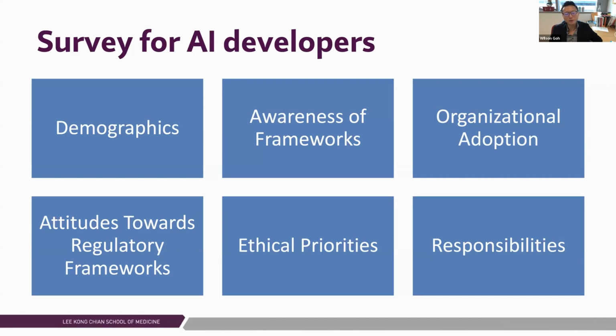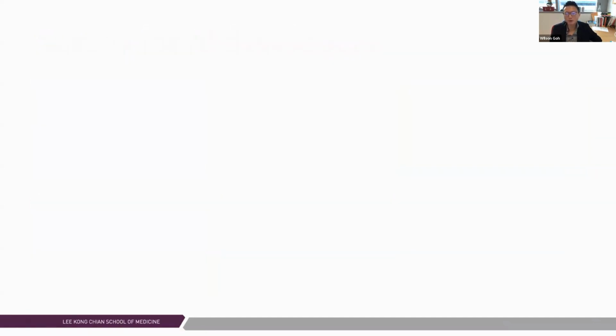So this survey that we designed captures 6 dimensions. The first dimension is the demographics. Where do they come from, and how many years of experience do they have? Their awareness of frameworks. Do their organizations adopt any regulatory frameworks? What are their personal attitudes towards regulatory frameworks? The ethical priorities of the developer, and who should hold responsibility for the developed AI? So we look at these 6 dimensions. This is not yet published work, but I do see some very interesting findings that I would like to share with you.